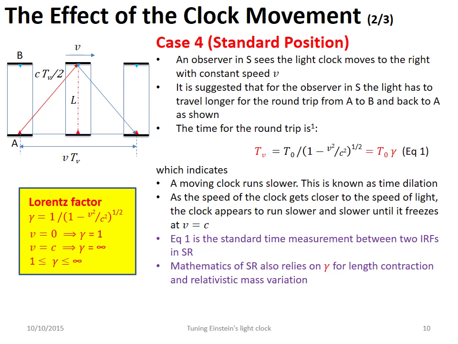As the speed of the clock gets closer to the speed of light, the clock appears to run slower and slower until it freezes at v equals c. Equation 1 is the standard time measurement between two inertial reference frames in special relativity. The mathematics of special relativity also relies on gamma for length contraction and relativistic mass variation.